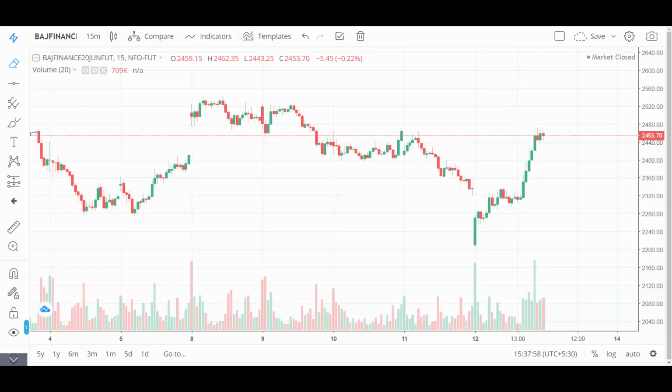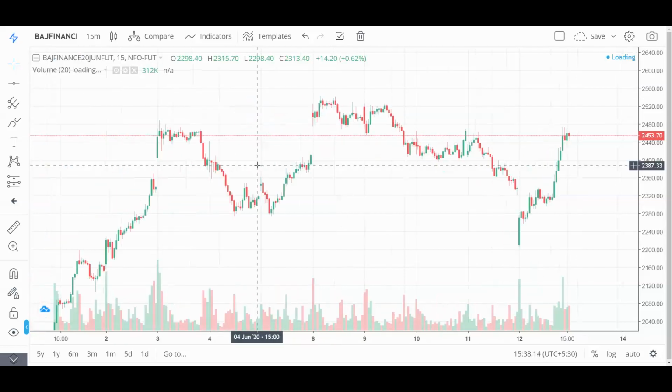So the next stock I have selected is Bajaj Finance. I have taken a 15-minute chart as the time frame, and the lot size for Bajaj Finance is 250. So let's check how it was trading in the previous days.